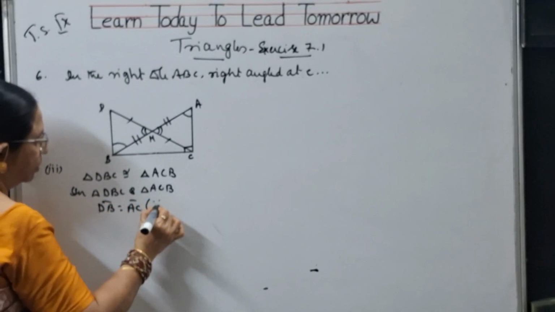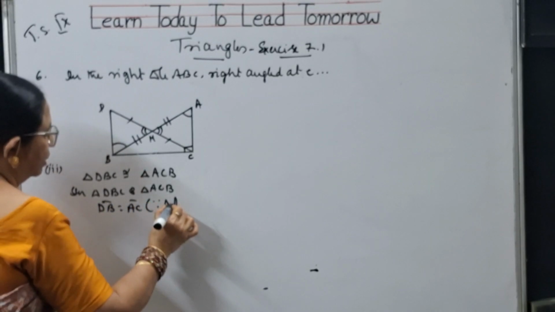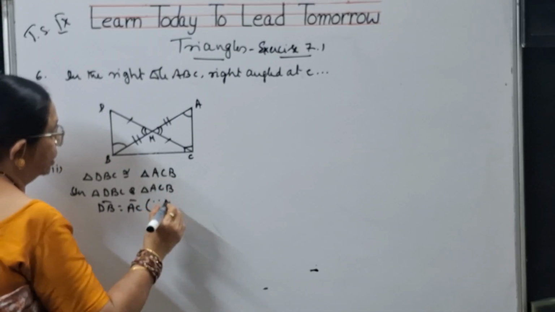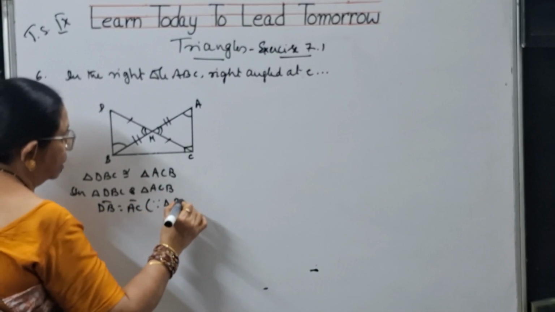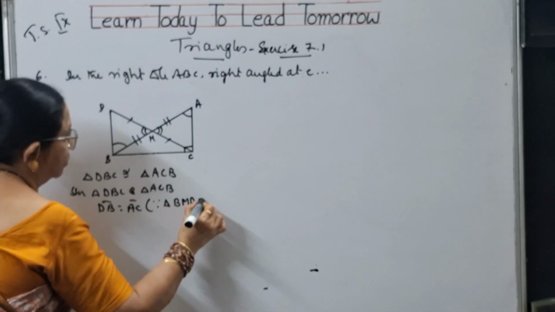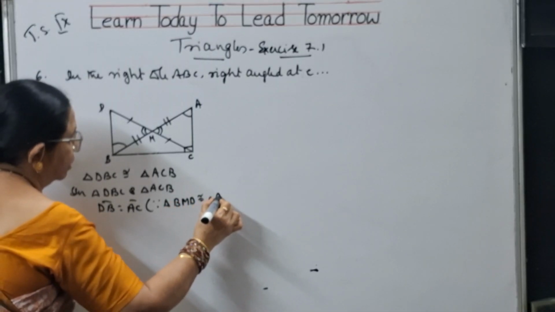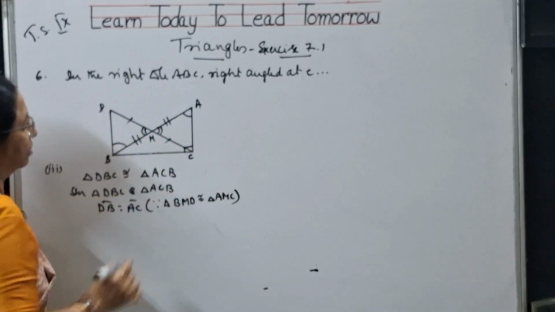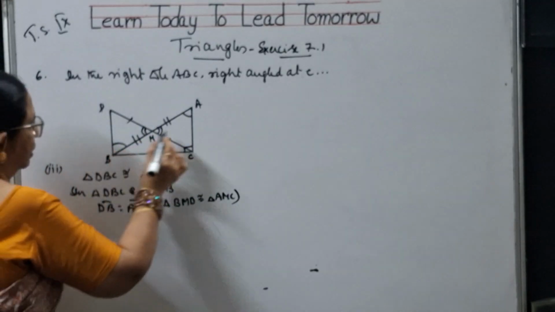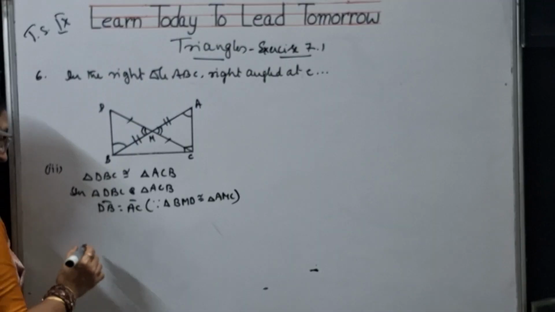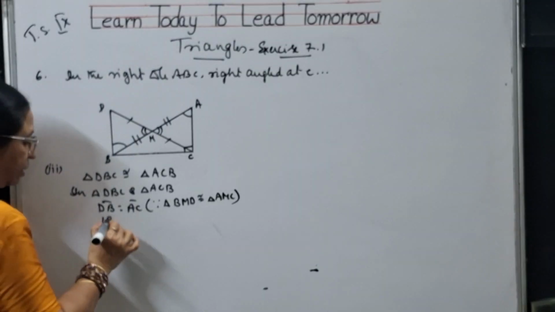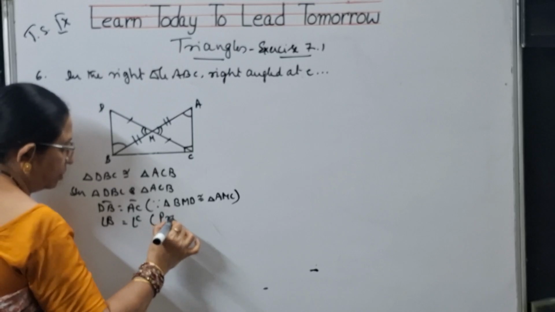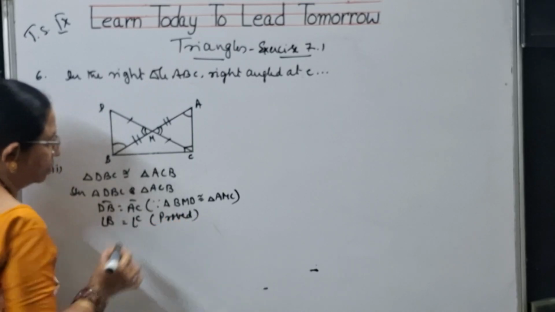Why? Because, first I'll write, triangle BMD is congruent to triangle AMC. We have proved that these two triangles are congruent. So definitely these two sides are equal. And angle B is equal to angle C. We have just now proved in the second bit.